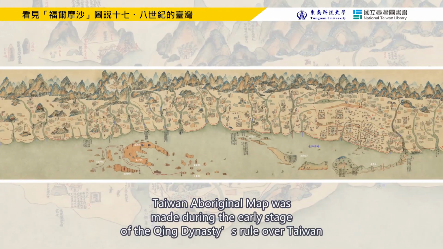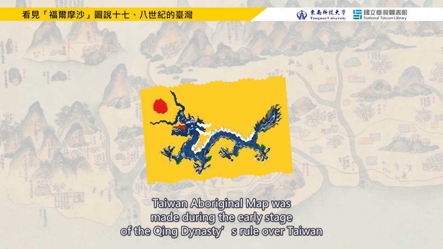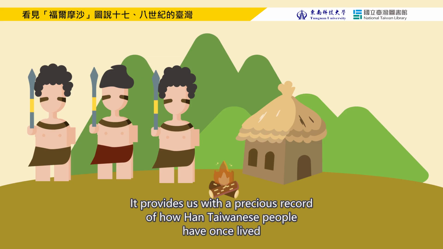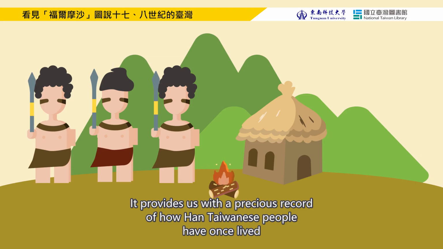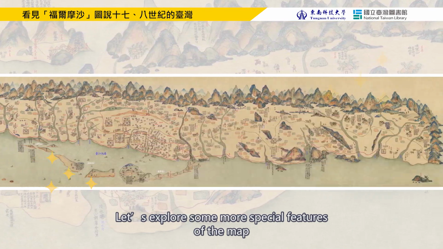Taiwan Aboriginal Map was made during the early stage of the Qing dynasty's rule over Taiwan. It provides us with a precious record of how Han Taiwanese people have once lived. Let's explore some more special features of the map.